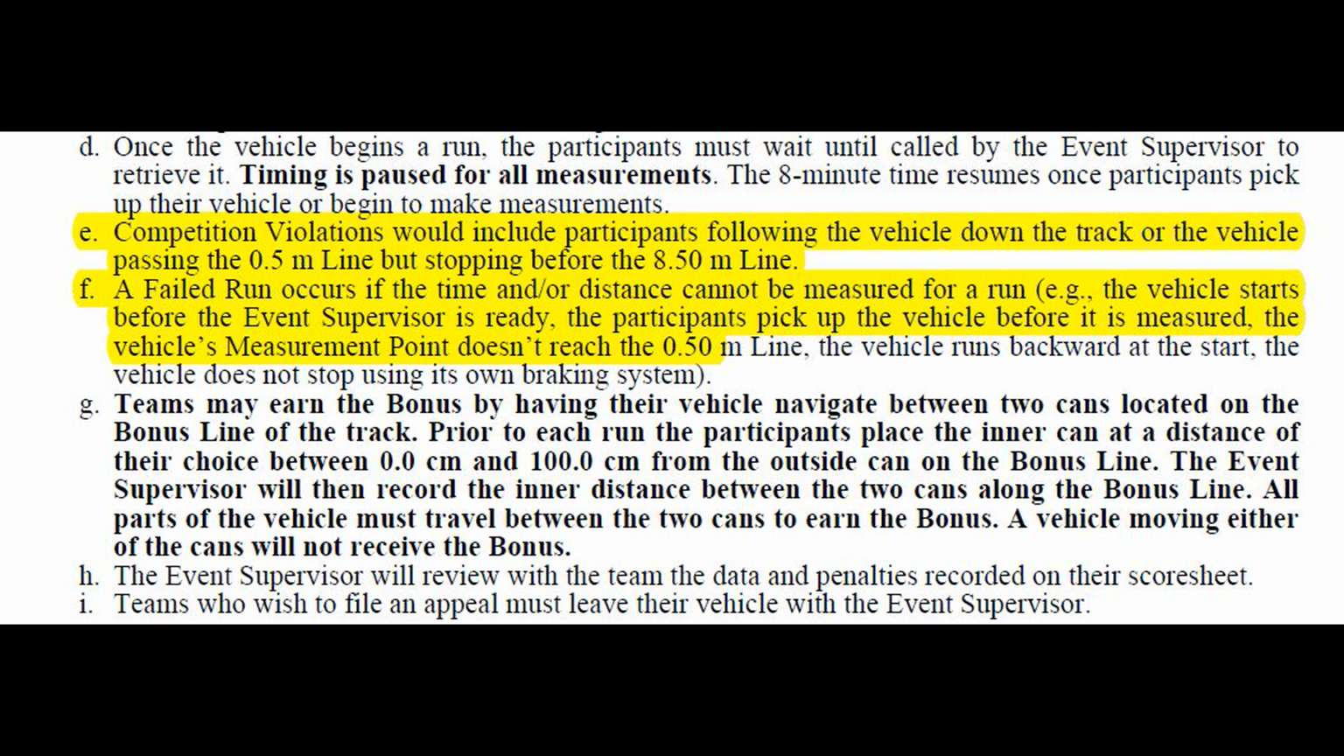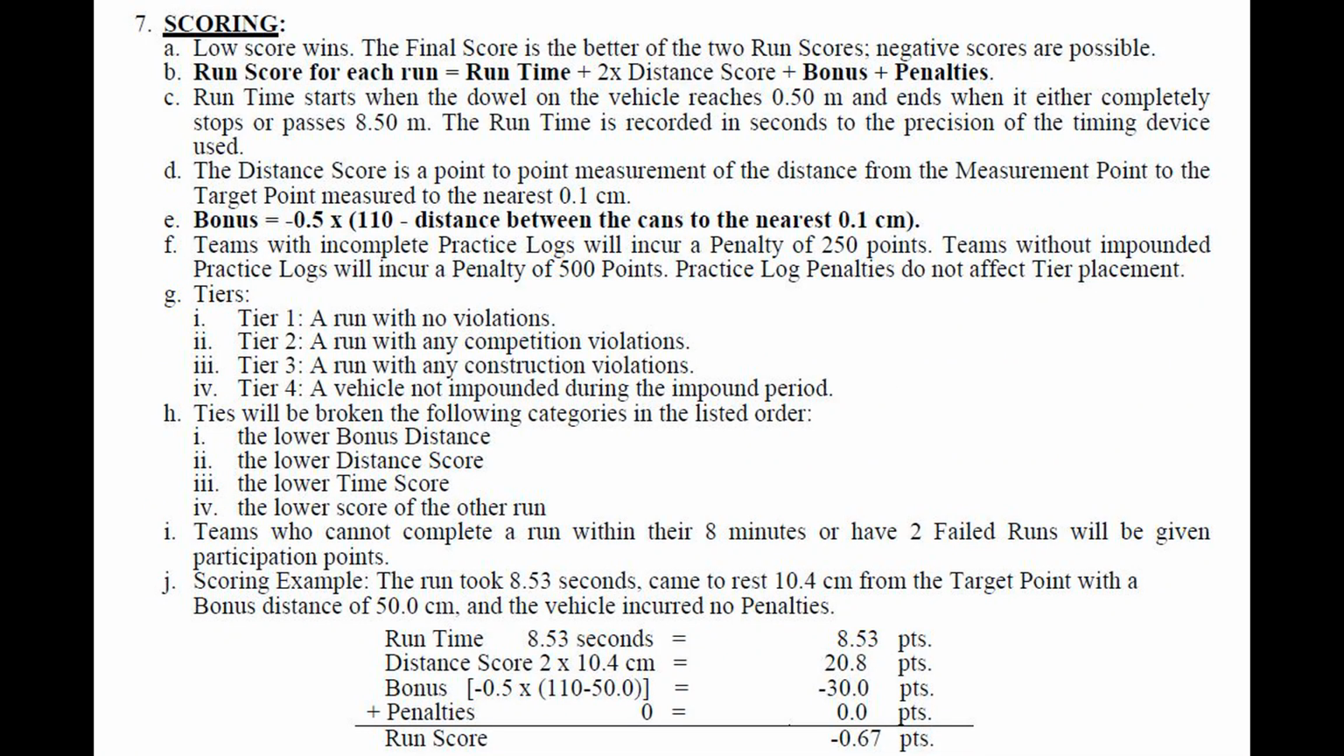Note that in questions 5E and 5F, a vehicle that moves but does not pass the half-meter mark is a failed run, while a vehicle that passes half meter but not the 8.5 meters is a competition violation. A vehicle that does not stop using its own braking system, such as running into a laser or a wall, is also a failed run. Minute timing resumes when the team is told to pick up their vehicle for the second run. They must set up the second run and notify the track boss they are ready before the 8 minutes is up. Scoring is described in Section 7 of the rules.